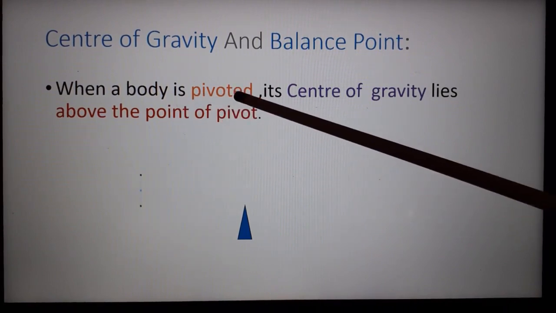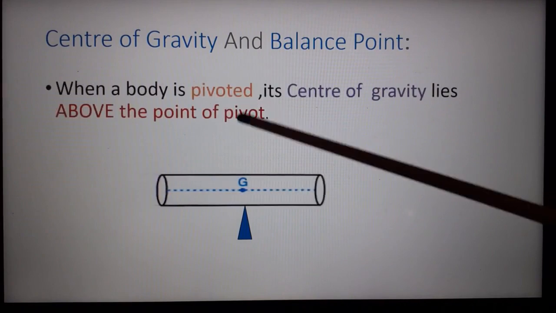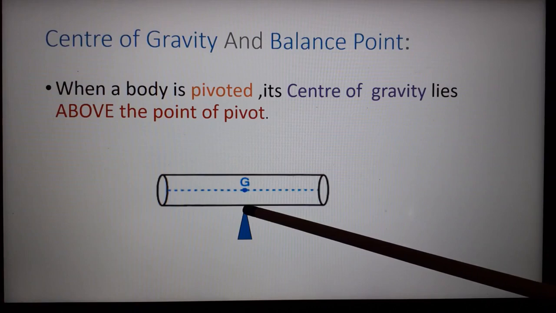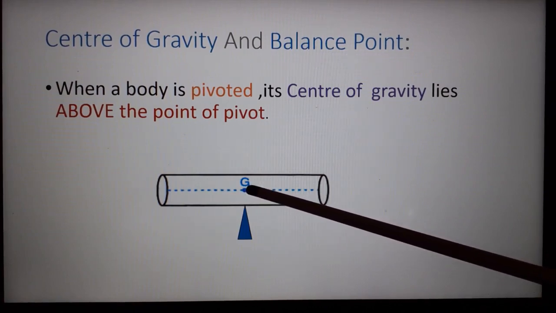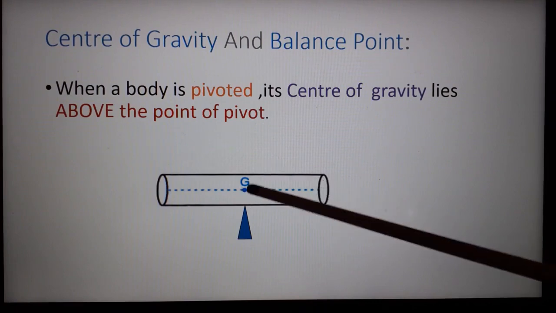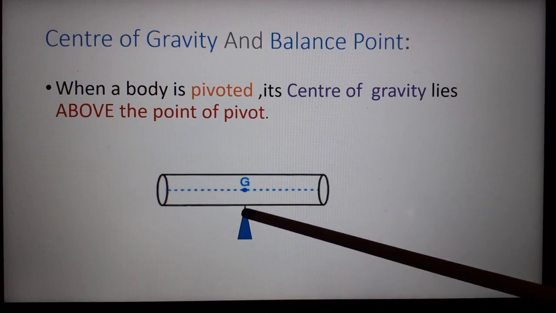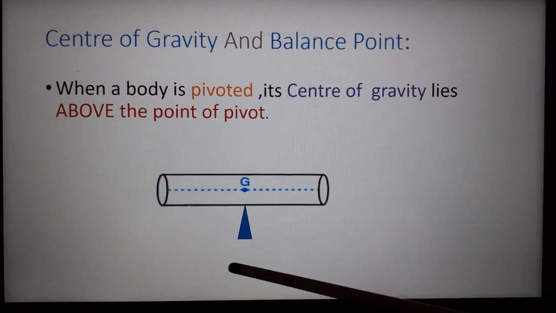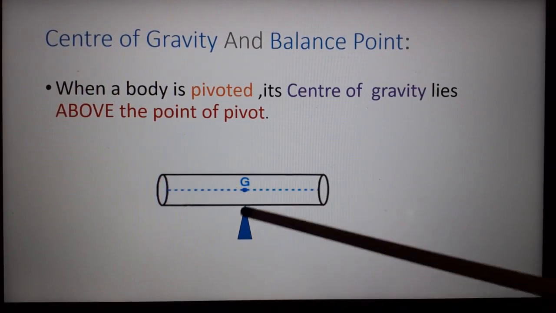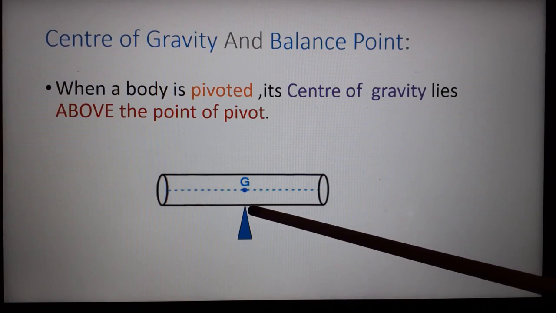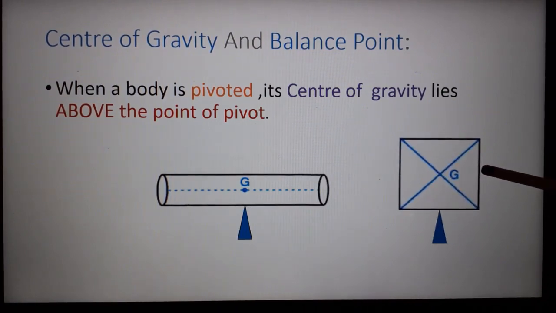When a body is pivoted, its center of gravity lies above the point of pivot. So wherever the tip is, if your center of gravity is just above that, then this object will be balanced. If you keep this pivot a little bit this side or that side, then definitely you will get either a clockwise or anti-clockwise turning effect. But if you want it exactly horizontal, the point of pivot should be exactly below the center of gravity. Clear?